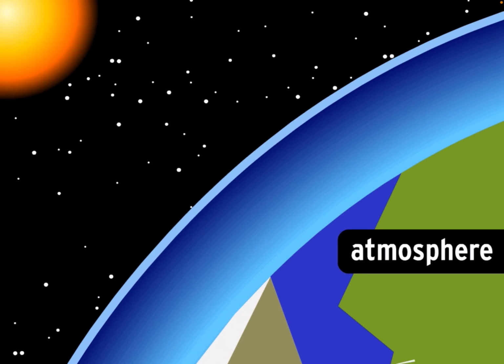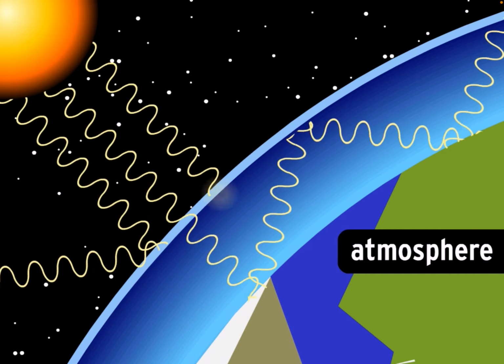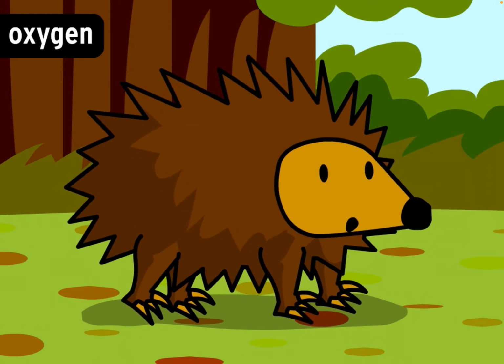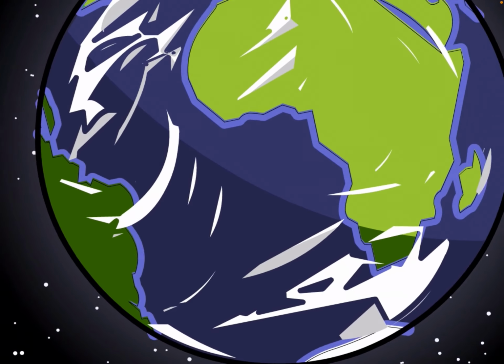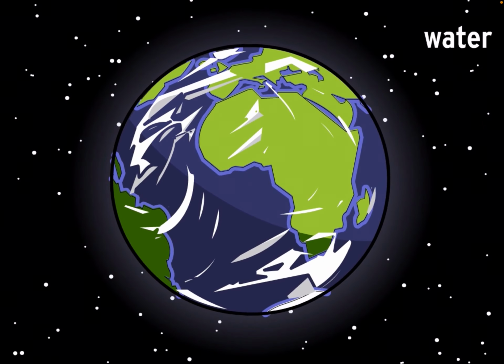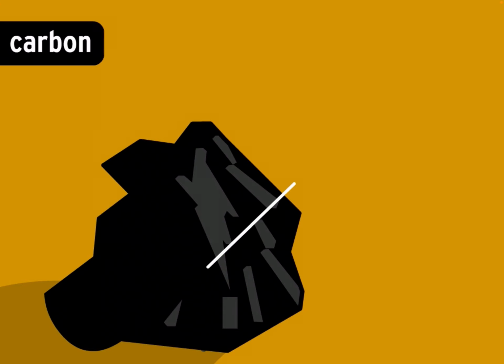Earth's atmosphere also plays an important role in keeping the conditions on Earth comfortable for life. It traps the sun's heat while blocking harmful radiation. Earth's atmosphere also contains 21% oxygen, which many life forms need to survive. 71% of the Earth is covered in water, which all living things rely on in one way or another. Earth's called the blue planet because of all that water. Also, all life as we know it is based on the element carbon, which is found all through the Earth's crust.